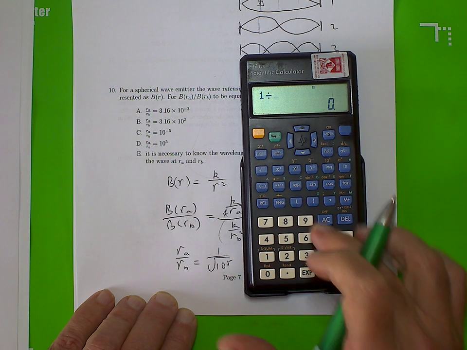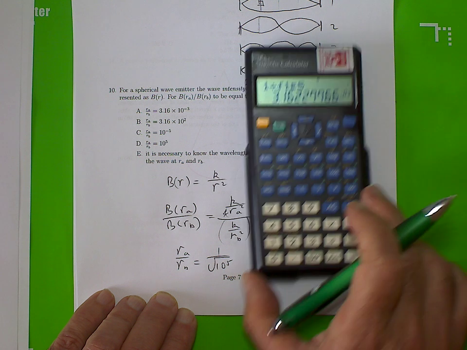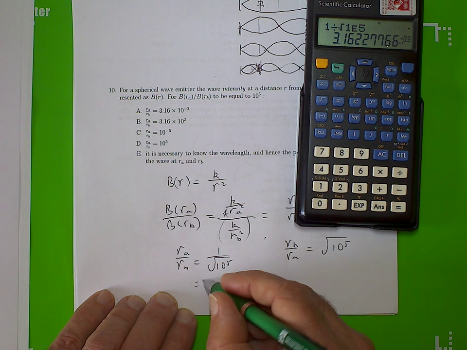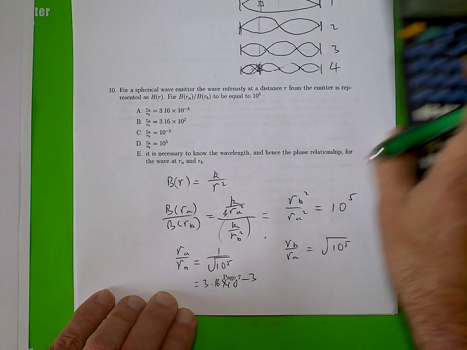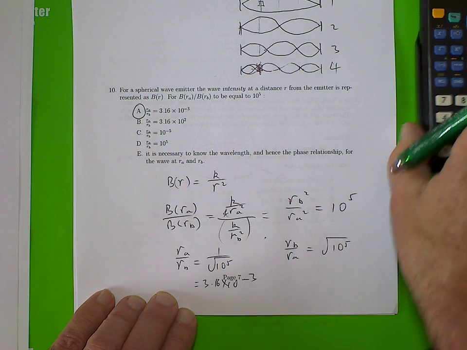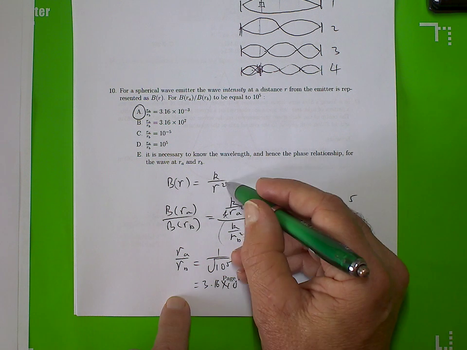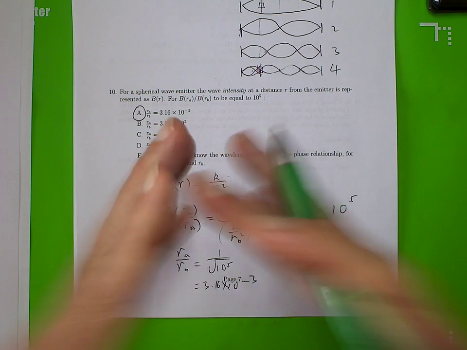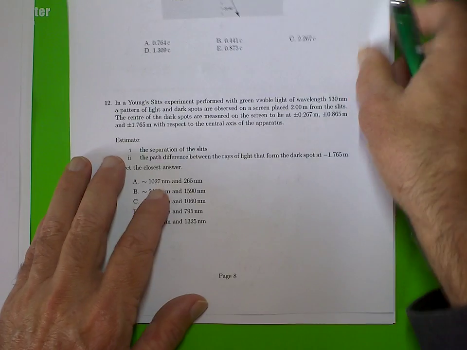1 divided by the square root of 1 exponent 5 equals 3.16 times 10 to the minus 3. Good, that'll do. Just have to remember, intensity goes as 1 over r squared for spherical wave fronts. Alright.